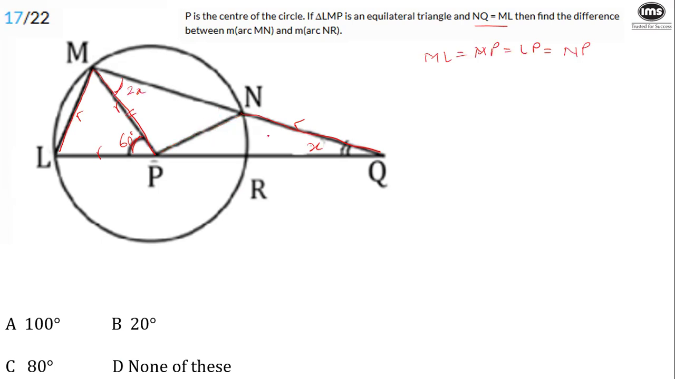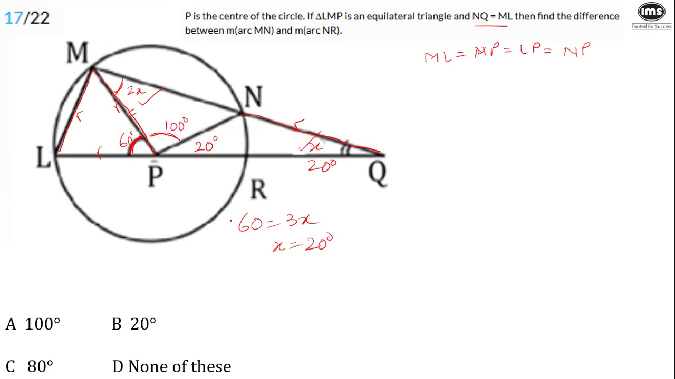Now what we can have is x and 2x. So this exterior angle 60 is x plus 2x, which is 3x. 60 is equal to 3x, so x is equal to 20 degrees. So this x is 20 degrees here, and this is also 20 degrees here. 60 and 20 is 80, so the third angle here that we want is 100 degrees.